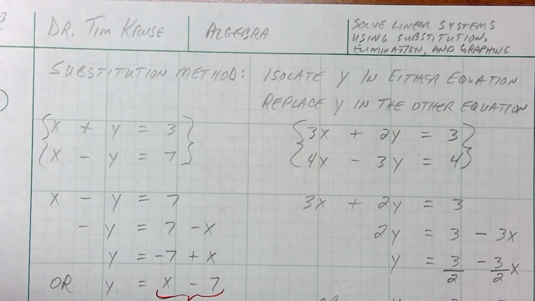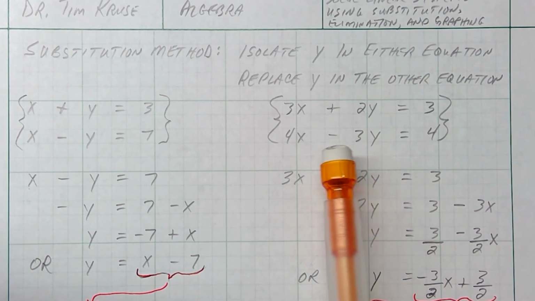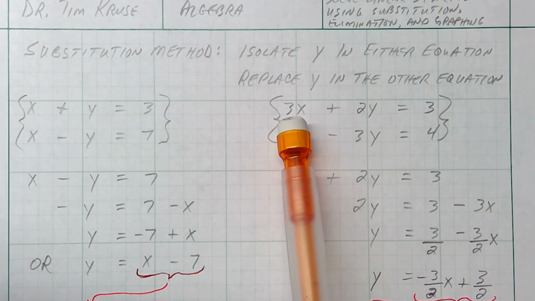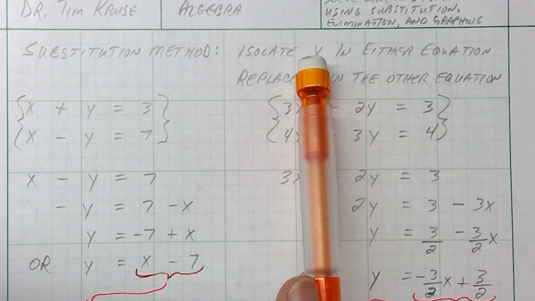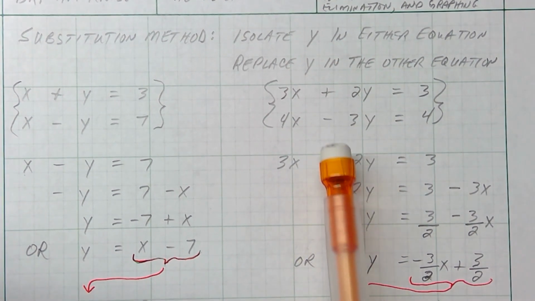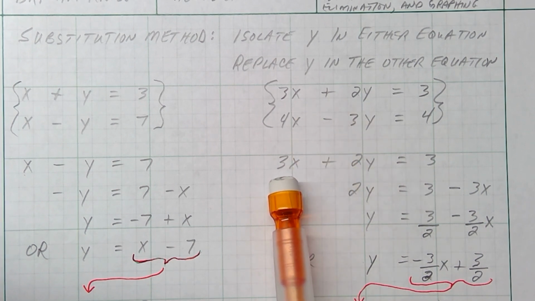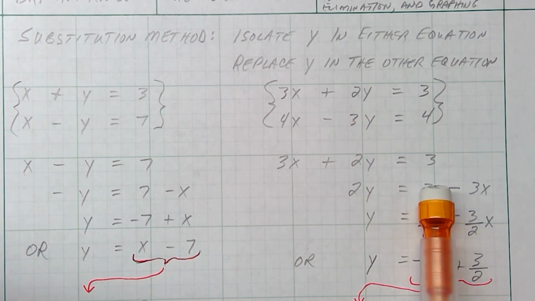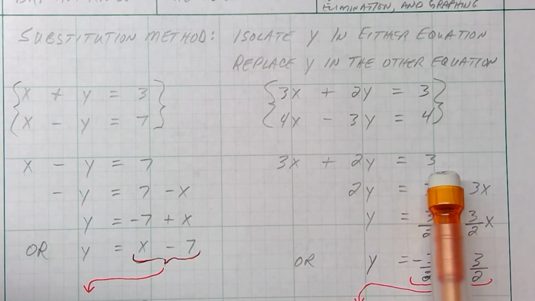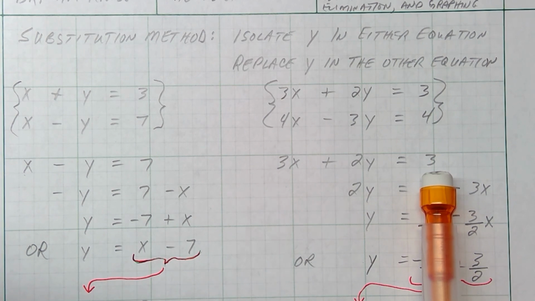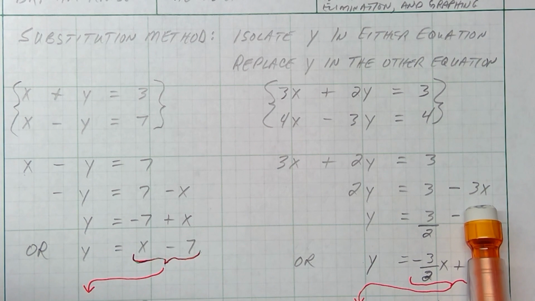All right, moving to the right side of the paper, solving that system is just a little more difficult because it's got bigger coefficients in front of the x's and y's. Using substitution, I'm going to isolate y in either equation. Now I chose the top equation. Doesn't matter, either equation. I chose the top one, 3x plus 2y equals 3. Now I'm going to do some algebra and get that y alone. So minus 3x, you can write that in if you want, leaves us 2y equals 3 minus 3x.